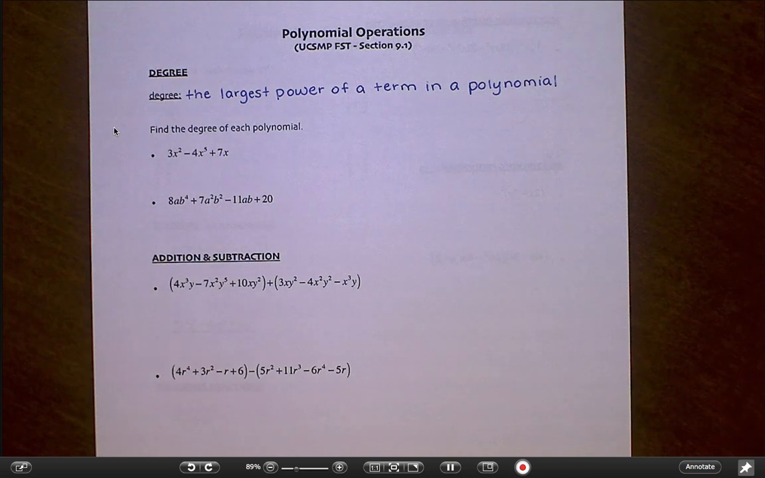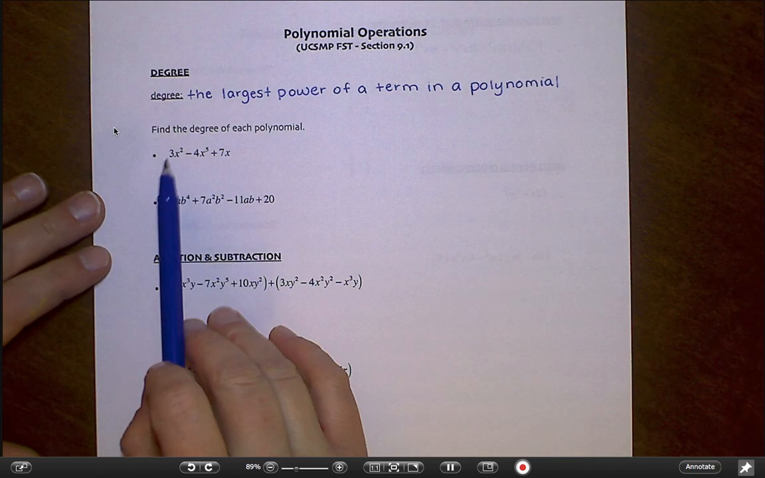But that idea of degree is really important when it comes to graphing polynomials, because the degree of the polynomial sort of affects the shape of the graph. So we're not going to be getting into graphing quite in this section, but being able to identify the degree at this point is important.